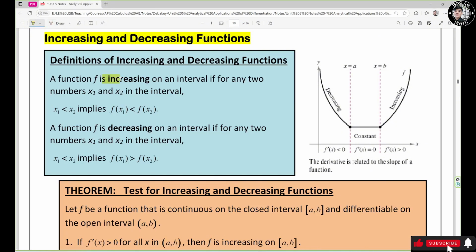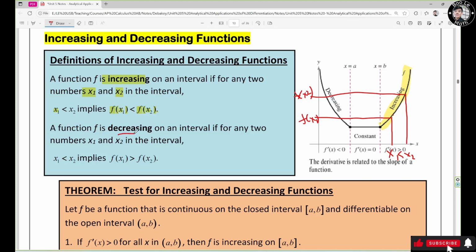A function f is increasing on an interval if for any two numbers s1, s2 on the interval such that s1 less than s2, this implies that f of s1 less than f of s2. Looking at the right hand side, you see that the function is increasing on this interval, because you take s1 here and s2 here, and observe that s1 less than s2. Then you see that f of s1 less than f of s2.